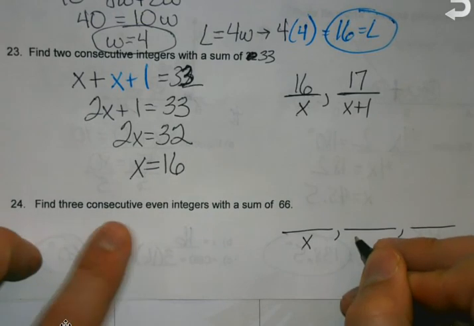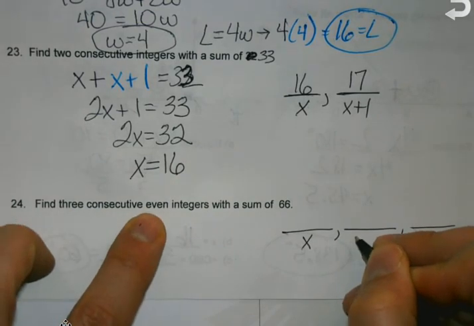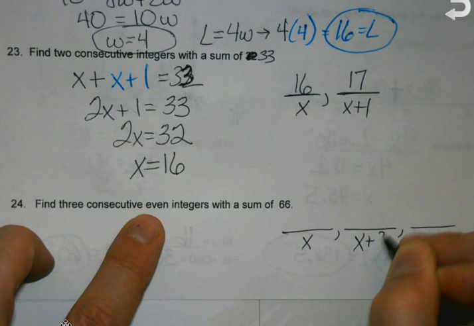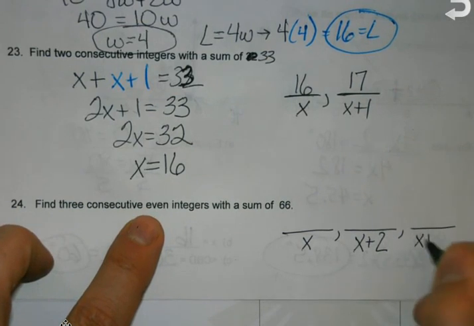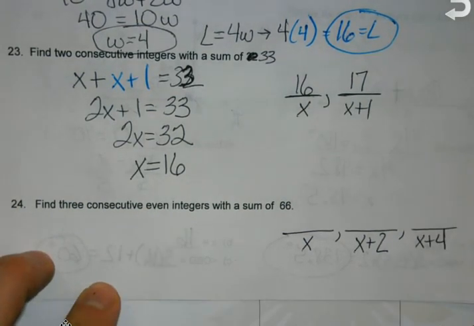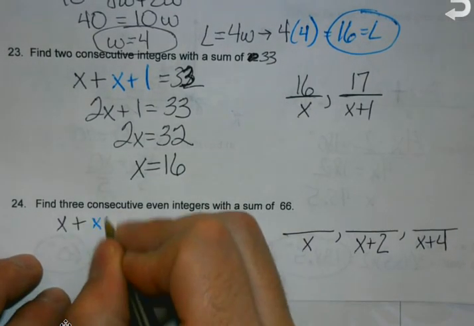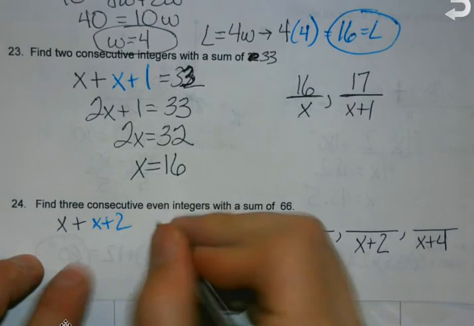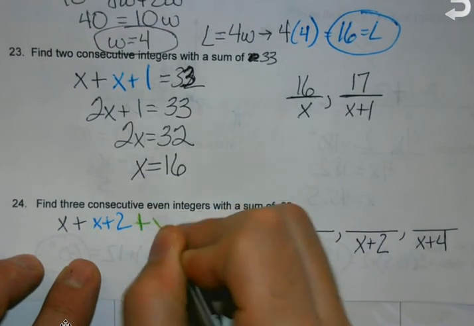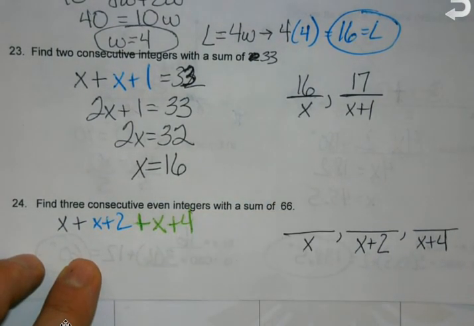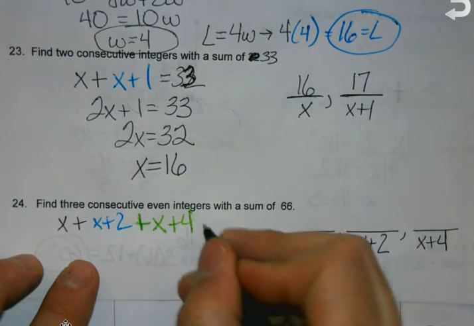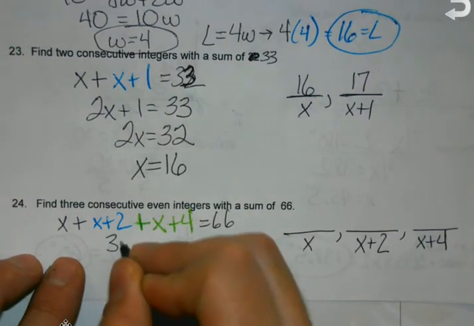If I'm ever looking for even or odd integers, instead of adding 1, I'm going to add 2, and if I have a third one, I'm going to add 4. Because if you think about even integers, they go up by 2 each time. So x plus x plus 2 plus x plus 4 is 66. So combine like terms.